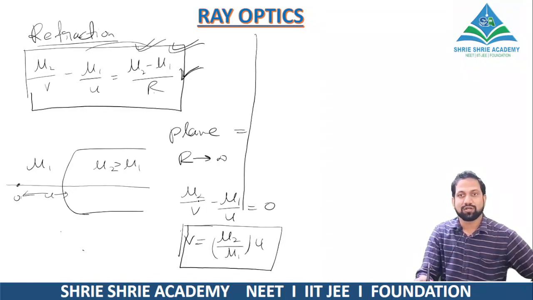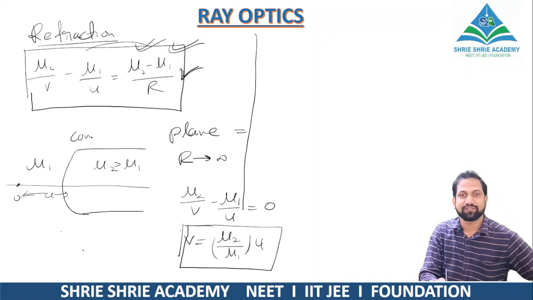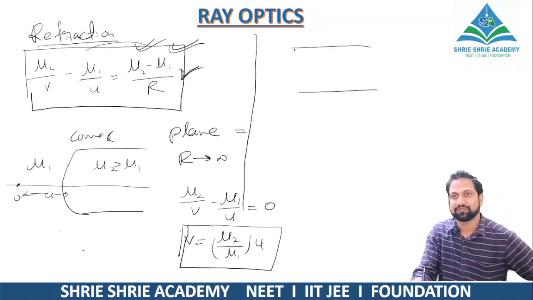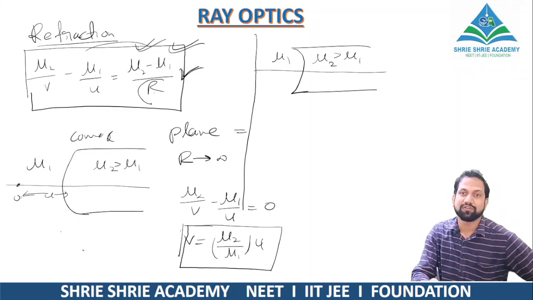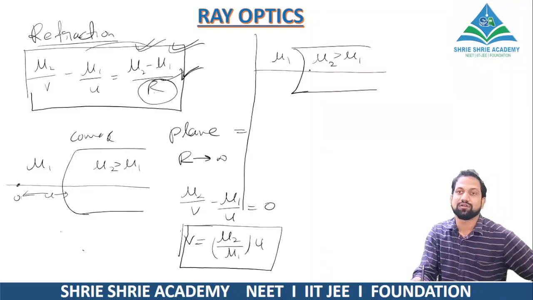So as I told you already, this is a convex interface. If it is a concave interface, then you have to take it like this. This is concave, and the refractive index mu2 is greater than mu1. This is mu1, right? What is different for the concave interface? The radius of curvature may be negative, depending again on the object location.